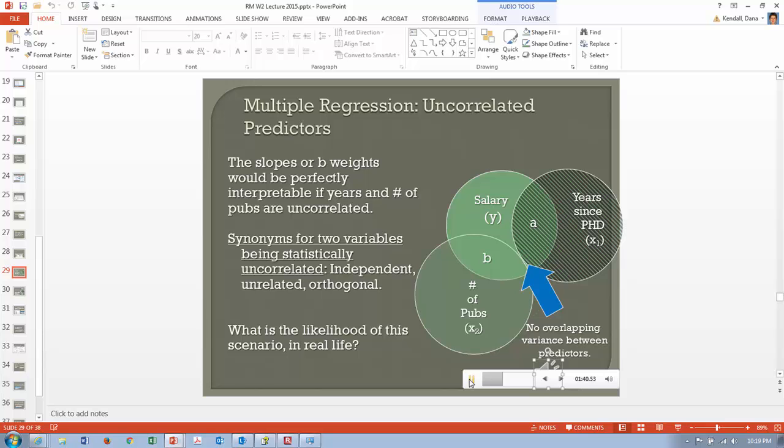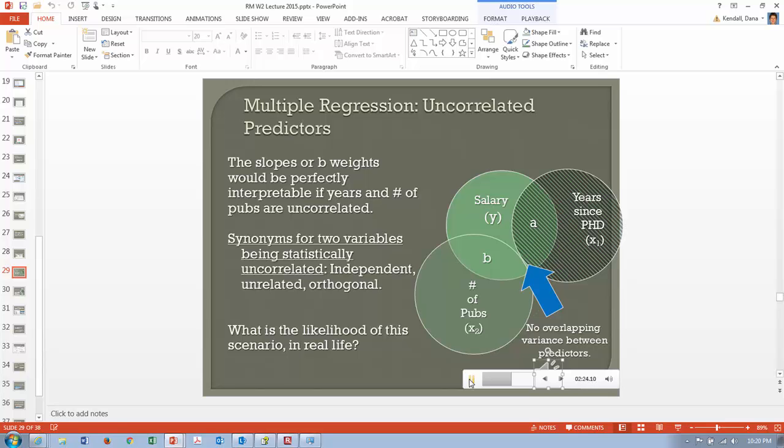So this represents a very unrealistic scenario. In fact, I haven't done the correlation between years since PhD and number of pubs, but I would say they're probably correlated at a healthy level, maybe 0.5 or 0.4. I'll probably run that analysis with you in a second when I do a screencast. But all that to say that this scenario with the Venn diagram is probably not an accurate depiction of reality. But it's instructive. It's helpful to see what that looks like if they were uncorrelated with each other, and also just to explain to you the Venn diagram.